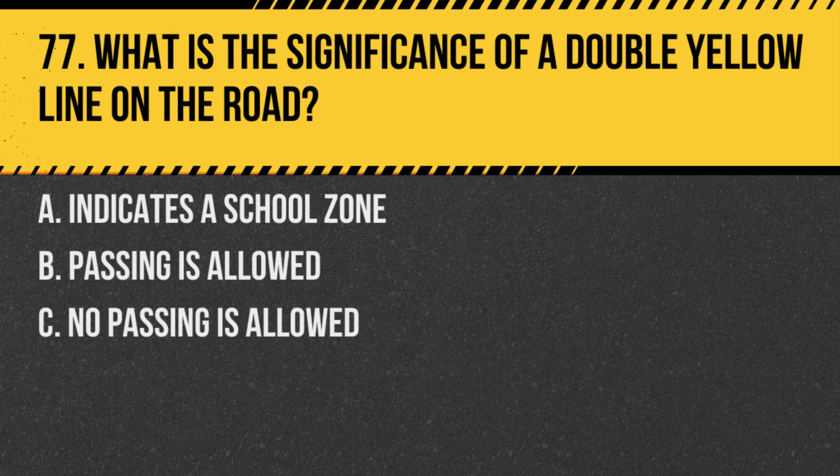Question 77. What is the significance of a double yellow line on the road? A. Indicates a school zone. B. Passing is allowed. C. No passing is allowed. Answer: C. No passing is allowed. A double yellow line means that passing is not allowed for traffic in either direction.